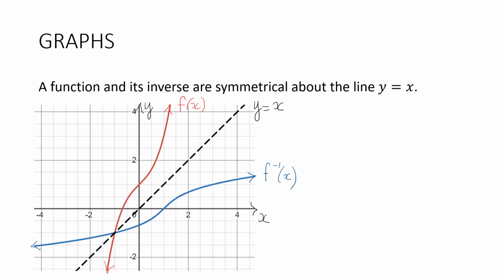Now a function and its inverse are symmetrical about the line y equals x. So here we can see the function, and here's the inverse function.